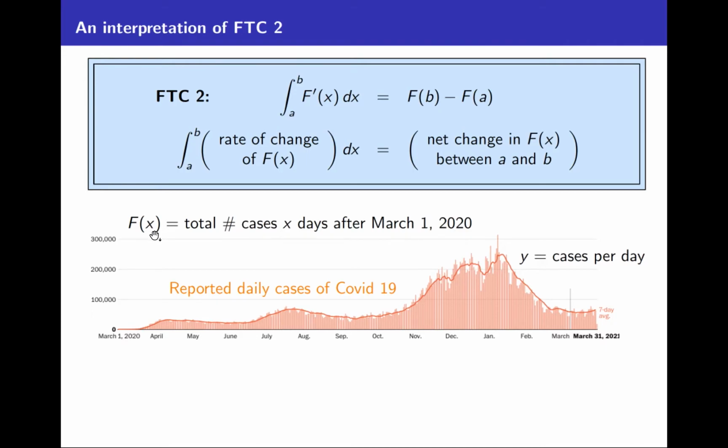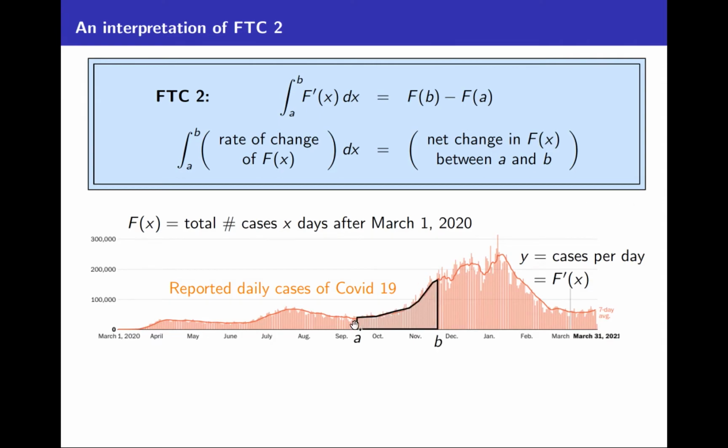Let's let big F of x be the total number of cases x days after March 1st, 2020. So the total number of reported cases since this time right here. So if that's big F of x, then its rate of change would be cases per day. So this graph here, this y equals cases per day graph, is equal to f prime of x, the derivative of the total number of cases reported x days after March 1st, 2020.